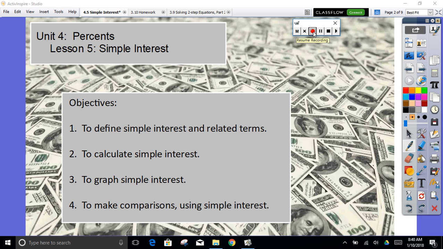Today's lesson is on simple interest. This is actually a fairly easy topic. Our objectives are we're going to talk about what simple interest is. We're going to calculate simple interest. We may or may not do objective 3. I'm not as concerned about that one. We definitely will look at number 4, which is making comparisons using simple interest.